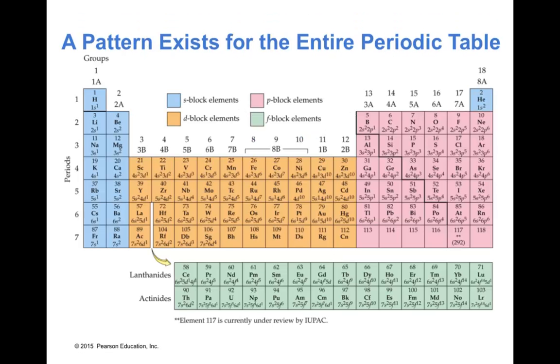You can see that for this period the principal number is 4, and the 4 does not change. Most of them have 4s2, and chromium and copper have 4s1 because of the exception I mentioned before. The same thing happens in this period: 5s2, 5s1, and so on, it doesn't change. Here you can see 5s2 5p1, 5s2 5p2, 5s2 5p3.